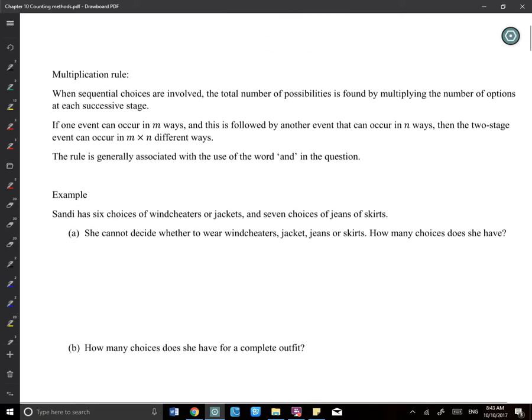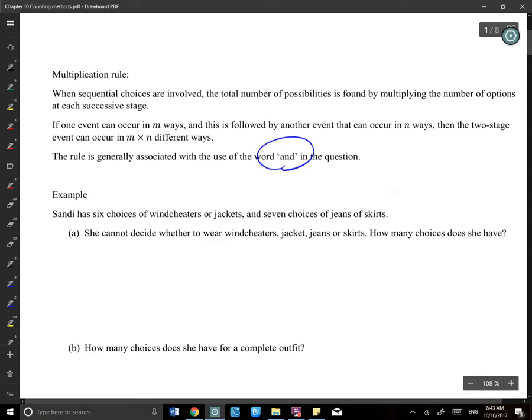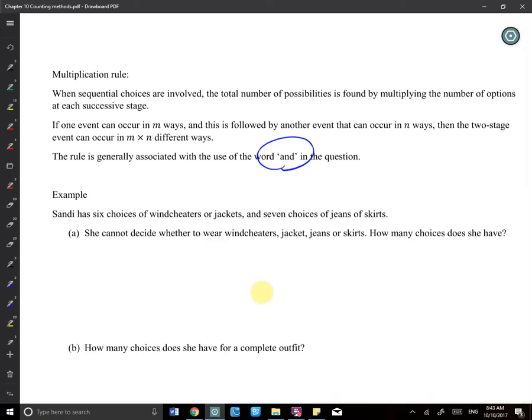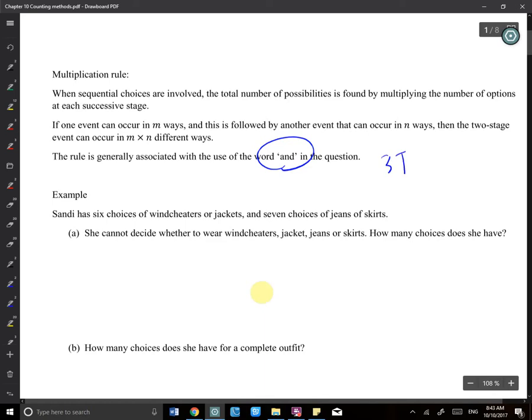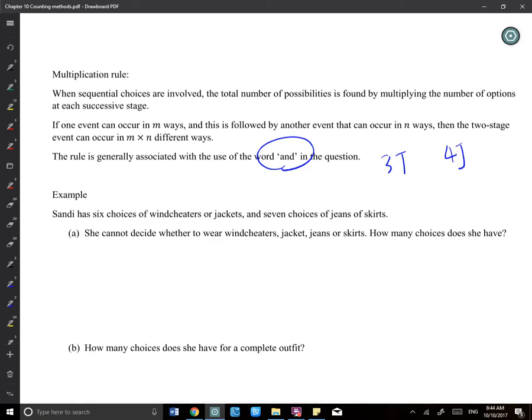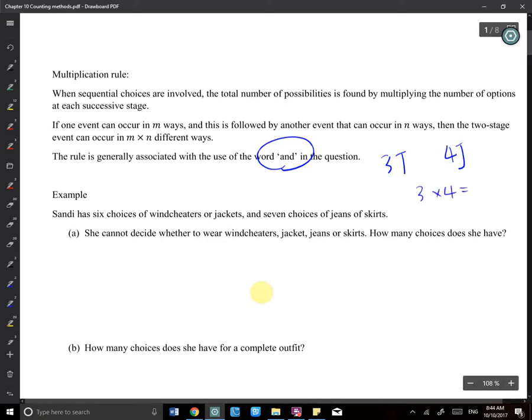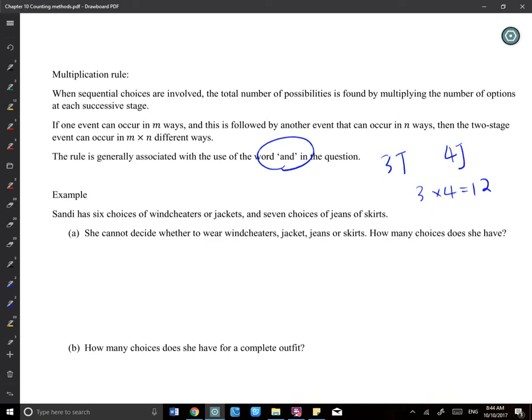And the multiplication rule is when we use the word "and". Okay, I have 3 t-shirts and 4 jeans. I need to wear a t-shirt and a pair of jeans. How many different combinations do I have? So that's 3 times 4. That will give me 12. That's the really basic thing, okay? All later questions will be based on that.